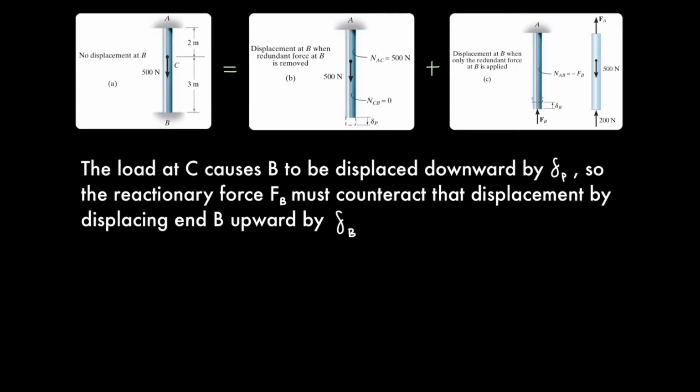Now let's bring back the axial force at B and consider it in isolation. This displacement will be equal in magnitude and opposite in direction of delta P. In other words, the reactionary force FB counteracts the downward displacement of delta P with an upward displacement of delta B.